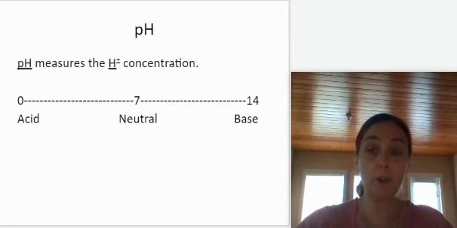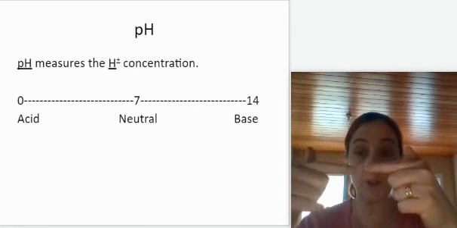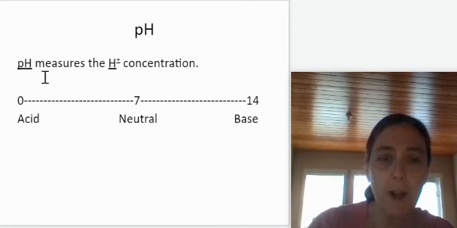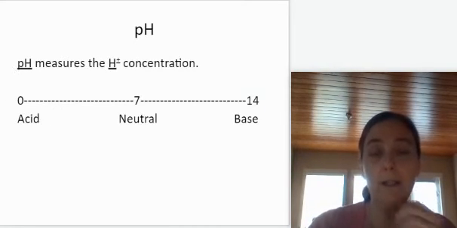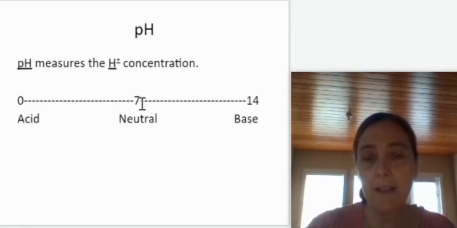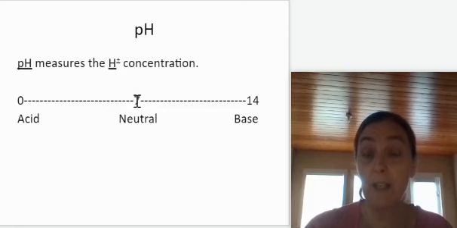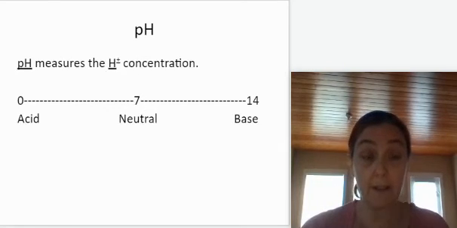As you get closer and closer to 7, you get weaker and weaker. So a really strong acid is going to be a pH of 1. A really weak acid is going to be a pH of 6. A really strong base is going to be a pH of 14. A really weak base is going to be a pH of 8. 7 is where you have equal numbers of H pluses and OH minuses.